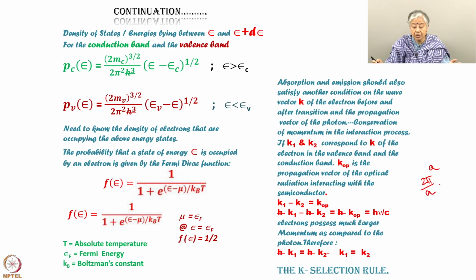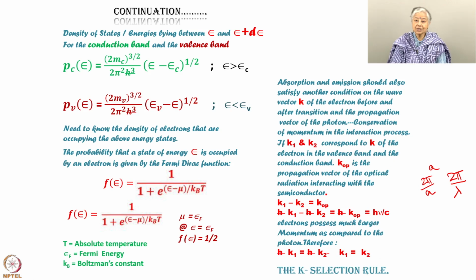In case of the photon, it will be dependent on the lambda, the K part. It will be proportional to 2π by λ. So, obviously, a is much less than λ. So, the momentum of the electron is much more than that of the photon. That is how I forget about this part and make it 0. The moment you make it 0, ħK1 is equal to ħK2. So, K1 equals K2.